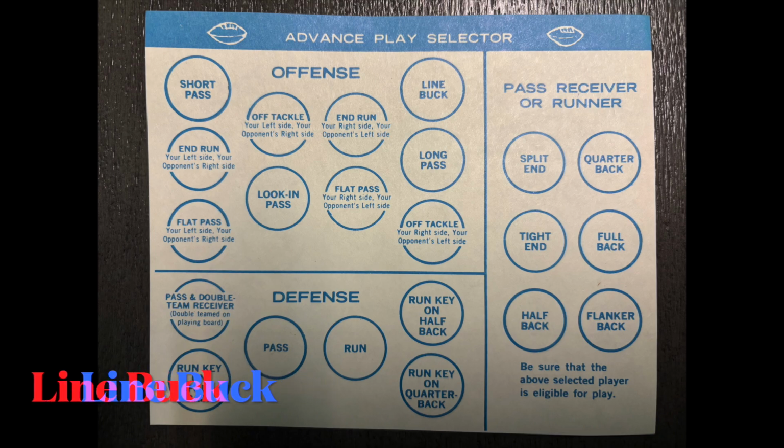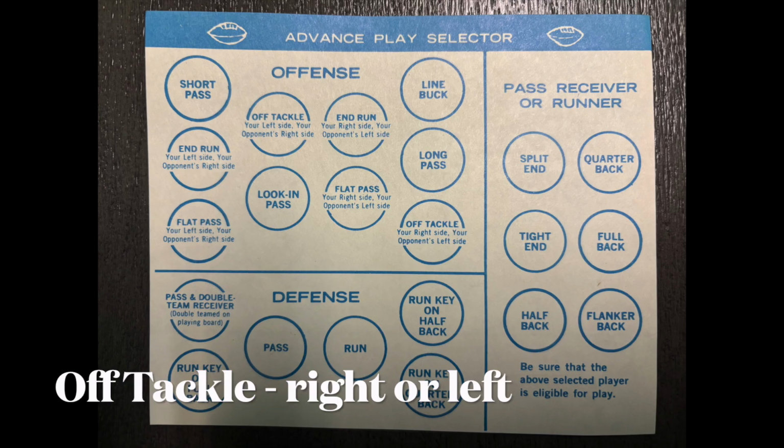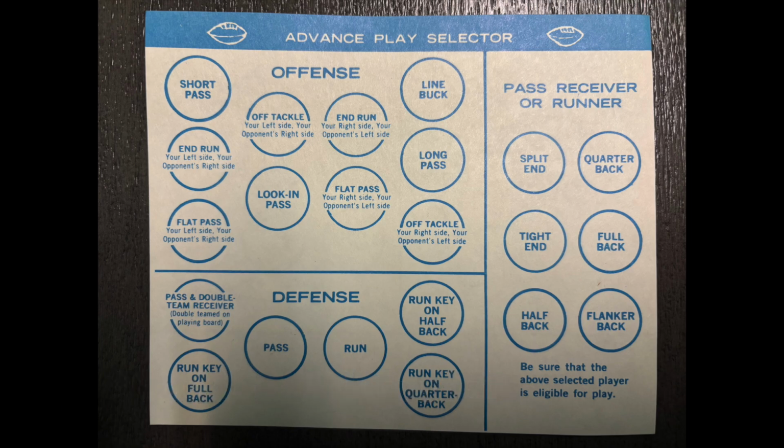The linebuck is a run right up the middle, and this usually involves the blocking from the center and the guards. This is also a good play when you just need 1 or 2 yards for the first down. The next run is an off tackle. You must declare if you're going to run on the right side or left side. This is a power run utilizing the offensive tackle.